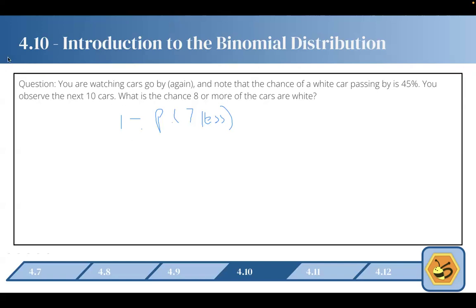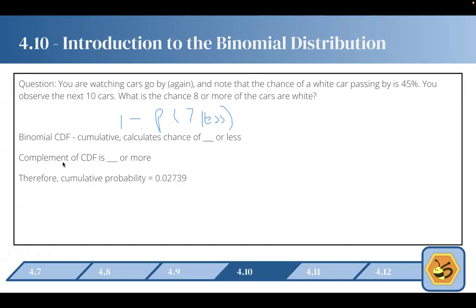I think I wrote this on the next slide. The binomial CDF, which we said was the cumulative, calculates the chance of blank or less. So, for example, 7 or less. Then the complement of the CDF is 8 or more. So the cumulative probability, if we do binom CDF with all of our settings and 7, is point 9 something. If we subtract that from 1, we get this number here. So that would be our answer. Any questions with how we did this one? It's a bit tricky, right?